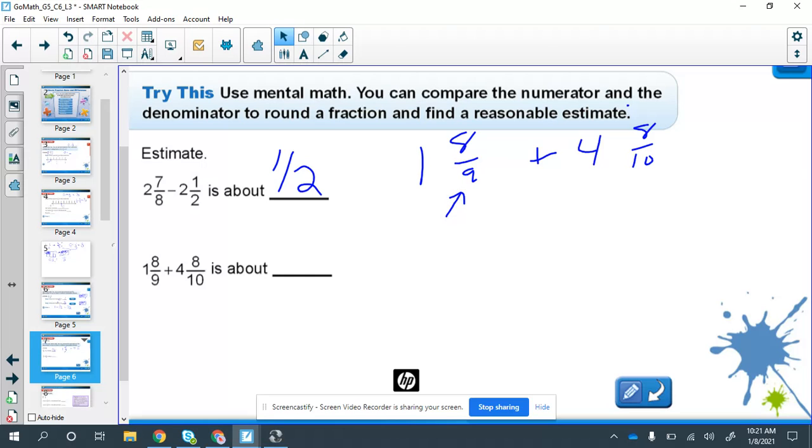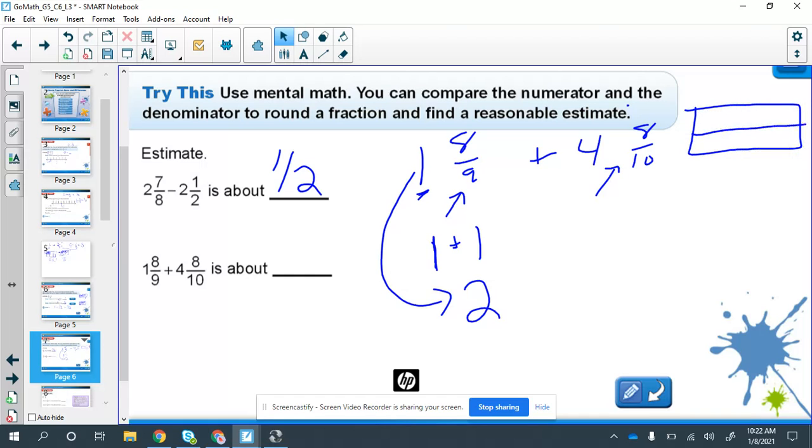8/9. Well, 8 is almost 9, so this is worth 1. Right, but I already have the whole number here of 1, so it's like I have 1 plus 1, which equals 2. So 1 and 8/9 is about 2. Do the same thing here, 8/10. I'm pretty sure that that's about 1, but I'm going to just draw a picture to double check this. 1, 2, 3, 4, 5, right? So 1, 2, 3, 4, 5, 6, 7, and 8, right? So I'm only missing 2 of these boxes on the bottom. So I'm going to go ahead and say that this is about 1 as well.